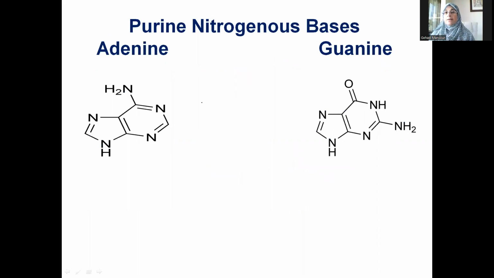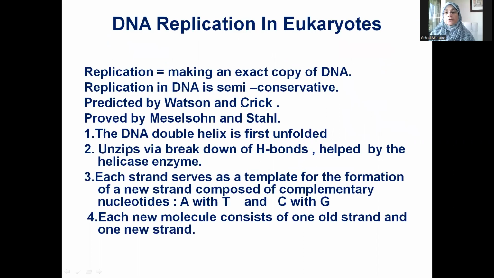Similarly, we have adenine and guanine, and both are present, of course, in both. We can find them in RNA and we can find them in DNA. You needn't know how to differentiate between them, but you need to know that they are double-stranded.